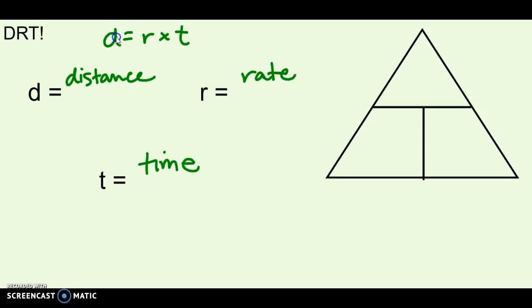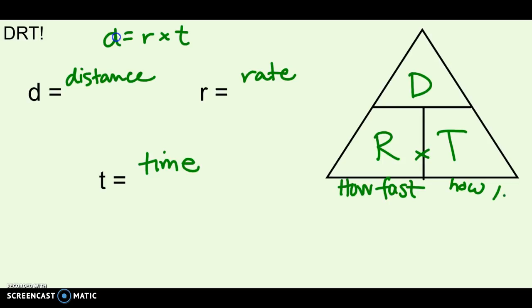Okay, so this is talking about how fast things are going and how long it'll take you to get there and how far you go. So we're going to figure out the formula for each one. Now to do that, we're going to write D, R, T in my triangle here. So we already said that distance is the rate, how fast I'm going, multiplied by the time, how long I'm going for. So the distance formula, if I want the distance, D is equal to the rate times the time.